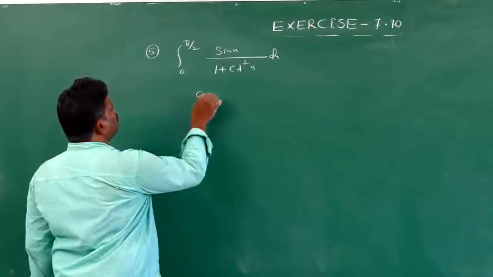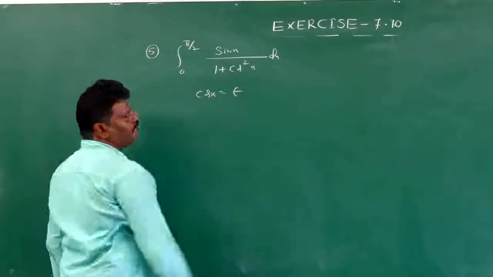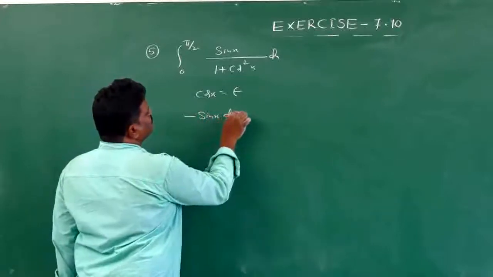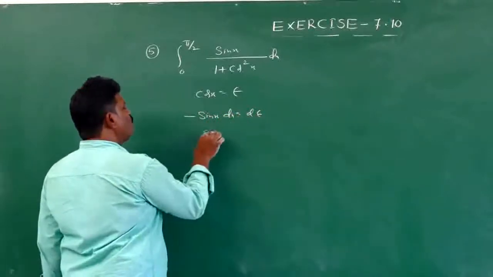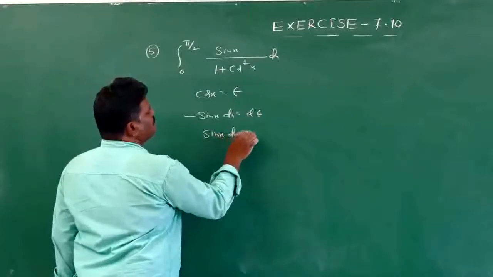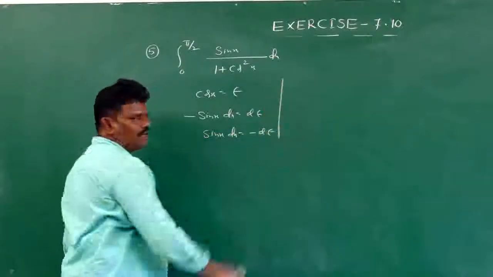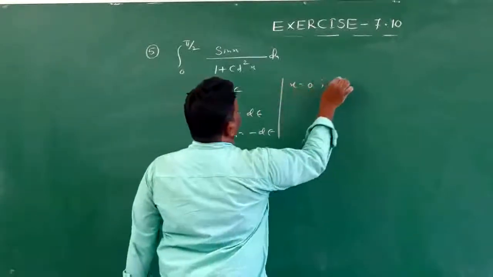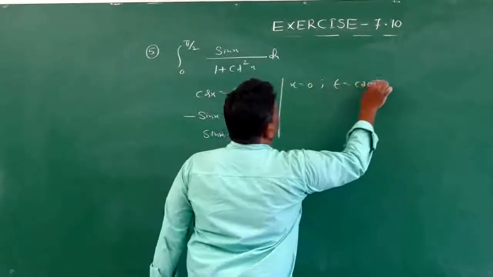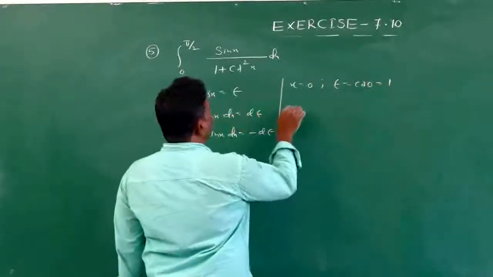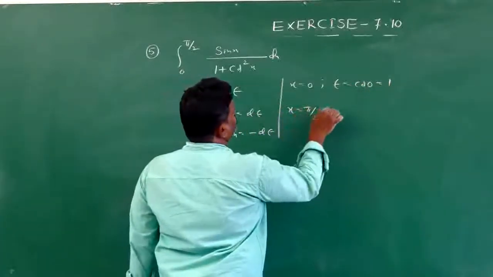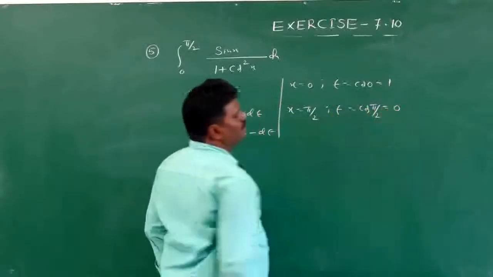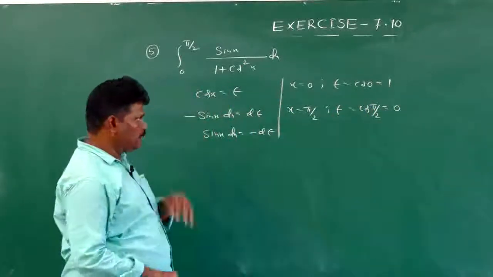Now here we write the substitution cos x = t. What is the derivative of cos x? Minus sin x dx = dt, so sin x dx = −dt. Now we convert the limits: x = 0 gives t = cos 0 = 1, and x = pi/2 gives t = cos pi/2 = 0.